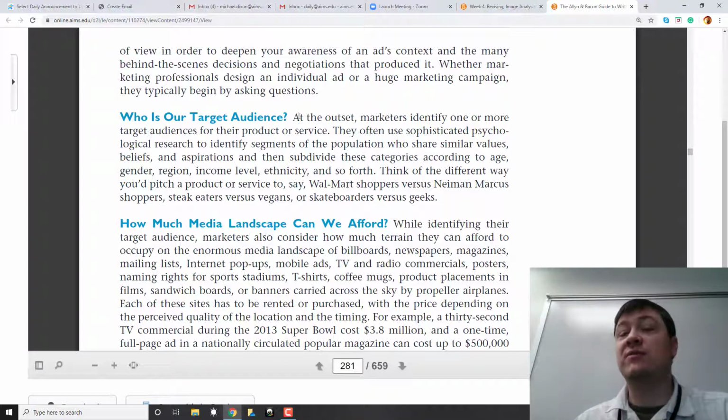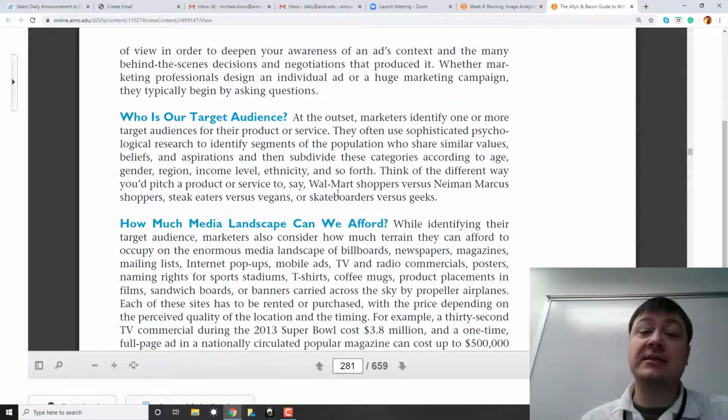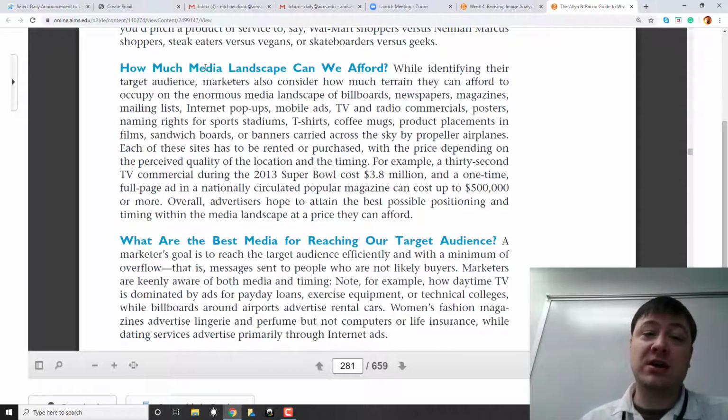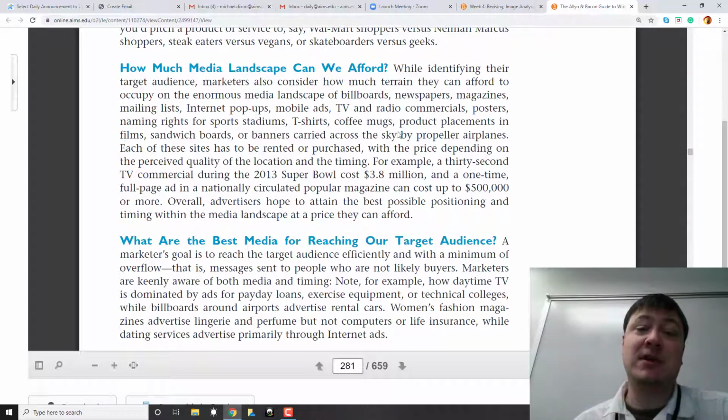And have good reason for why you believe that that's the target audience. And a big way you can determine who the target audience is is media landscape, which is what they talk about in this section. So it says, while identifying their target audience, marketers also consider how much terrain they can afford to occupy in an enormous media landscape. So billboards, newspapers, magazines, mailing lists, internet pop-ups, mobile ads, TV, radio commercials, posters, naming rights for sports stadiums, t-shirts, coffee mugs, product placements in films, sandwich boards, banners carried across the sky by airplanes, right?